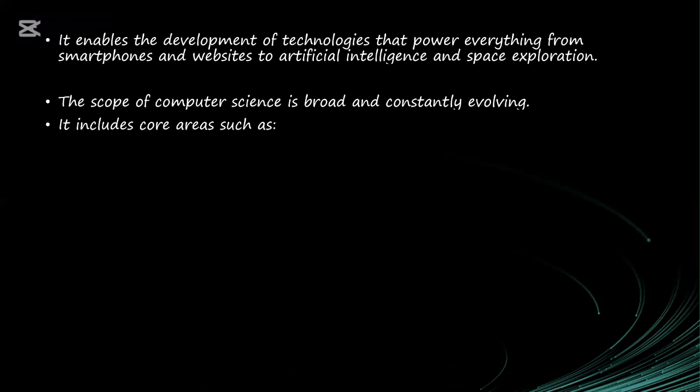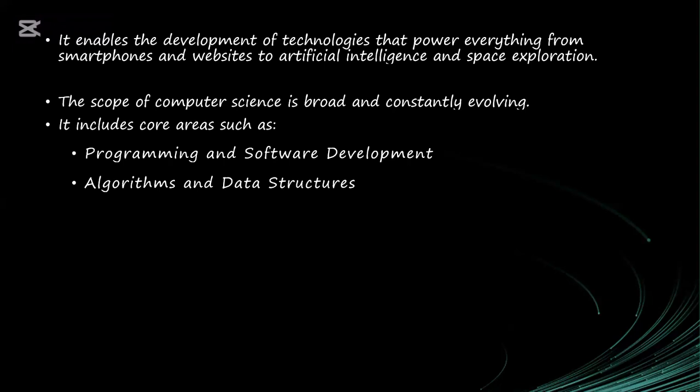Ten or even 20 years before now, we didn't have cloud computing. But right now, we can do so many things in the cloud, okay? So the scope of computer science is actually very, very broad. It includes areas such as computer programming and software development, algorithms and data structures, computer architecture and operating systems.